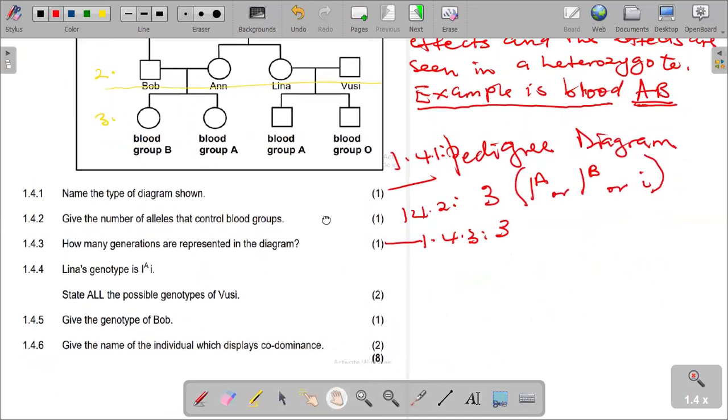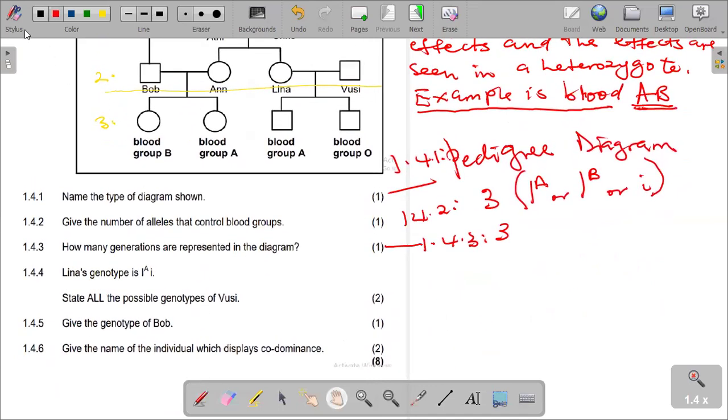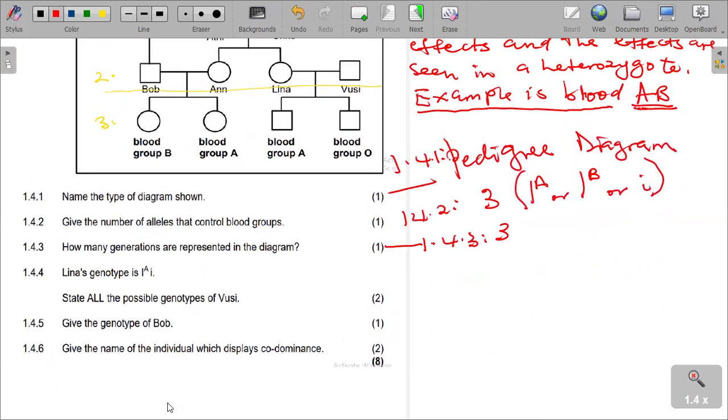And then the next question is saying, question 1.4.4. Lina's genotype is A, heterozygous. State all the possible genotypes of Vusi. Vusi is this one. What are the possible genotypes of Vusi?